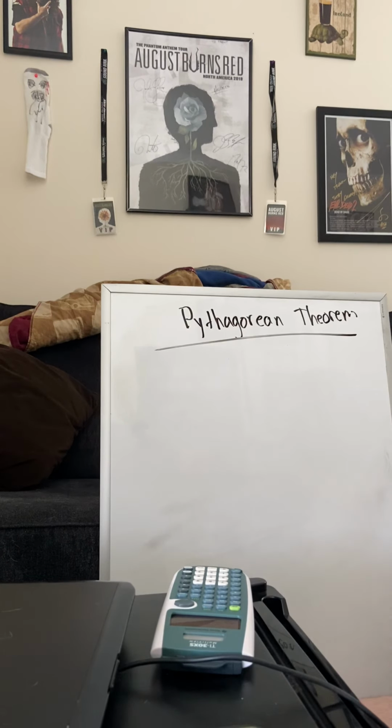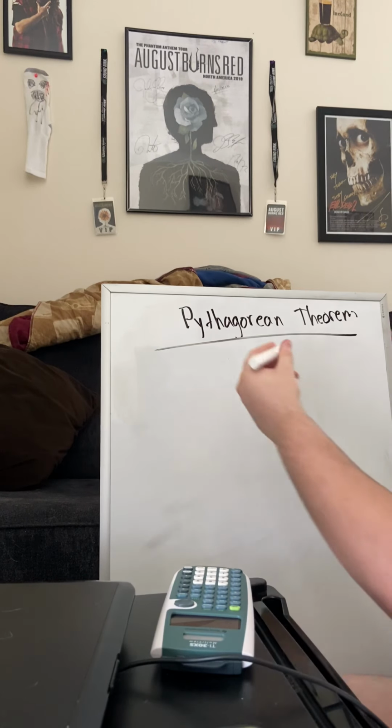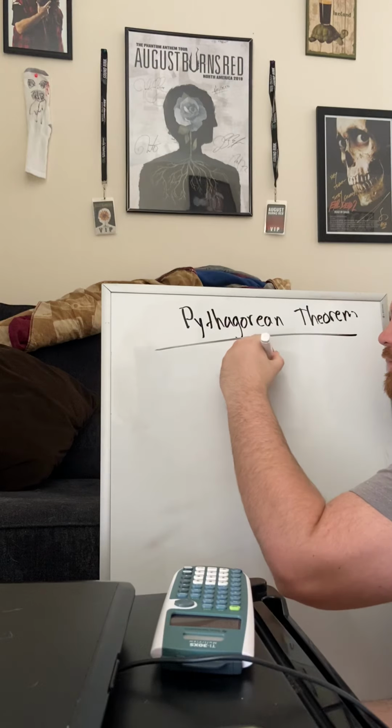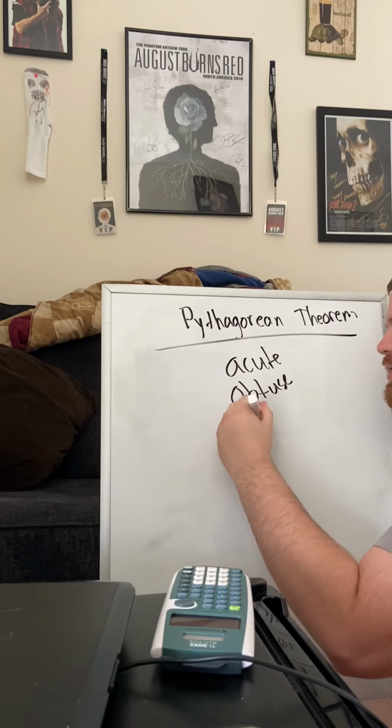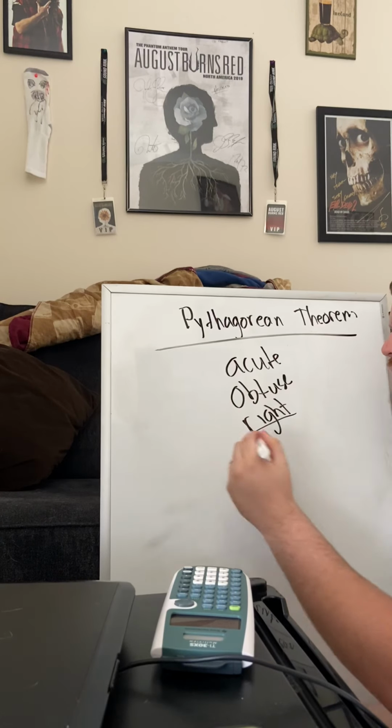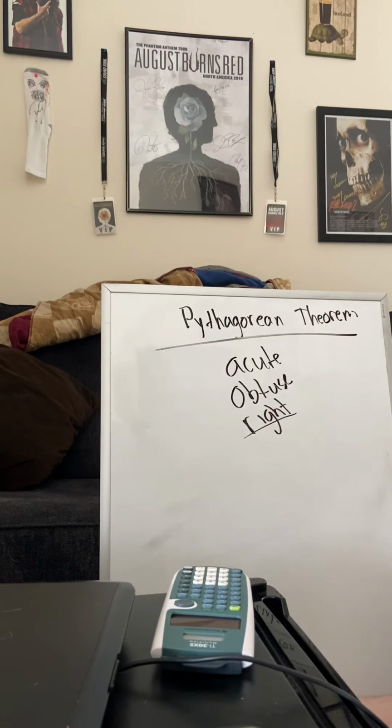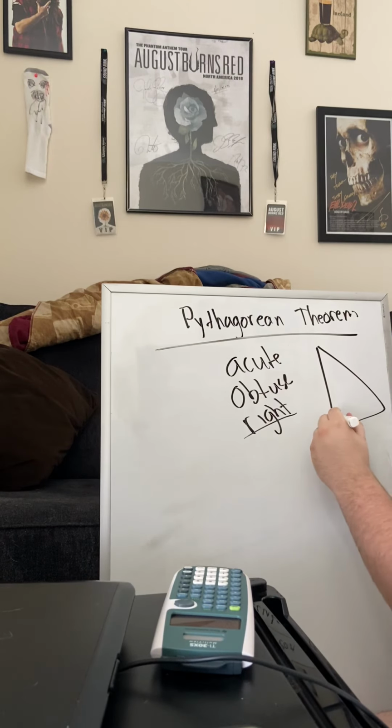There are three types of triangles. You have an acute triangle, you have an obtuse triangle, and you have a right triangle. Today we're going to be focusing on the right triangle, okay? When I say a right triangle, I mean a triangle that has a right angle. A right angle goes straight up and straight to the side. It's a 90-degree angle, okay?